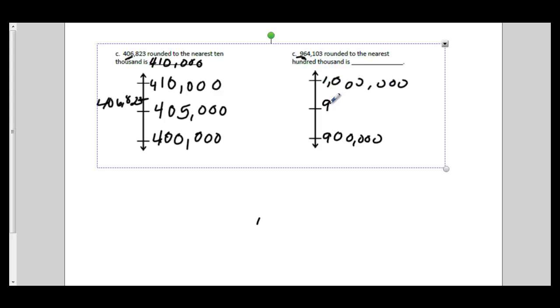My halfway point is going to be 950,000, and 964,000 would be about right here on my vertical number line, because it's greater than 950,000. So 964,103 rounded to the nearest 100,000 would actually be 1,000,000.